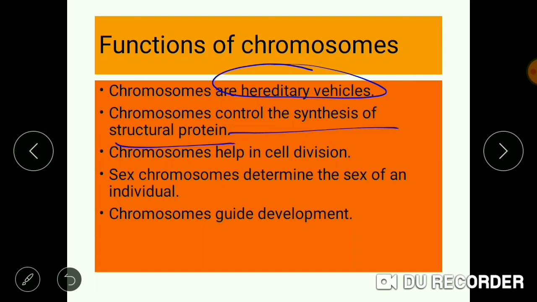Chromosomes also control the synthesis of structural proteins due to the presence of various genes in them. Chromosomes also help in cell division so that the processes of mitosis and meiosis take place easily, and the daughter individuals are formed, and they contain the characteristics of the parents. The sex chromosomes determine the sex of the individual, while the autosomes are responsible for the physical appearance of the individual. And the chromosomes are responsible for the development of the individual.